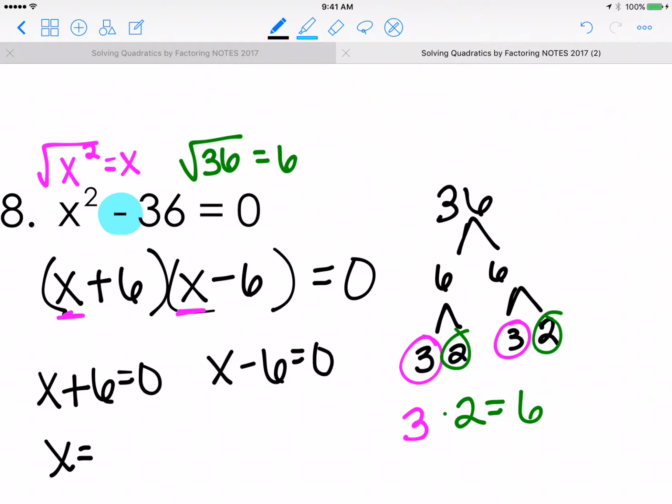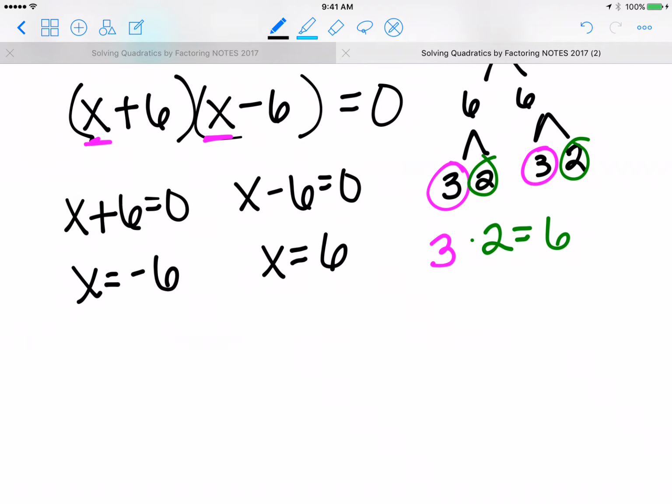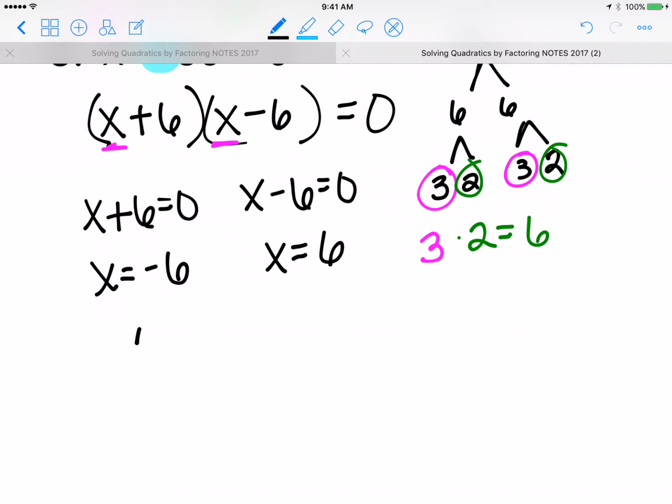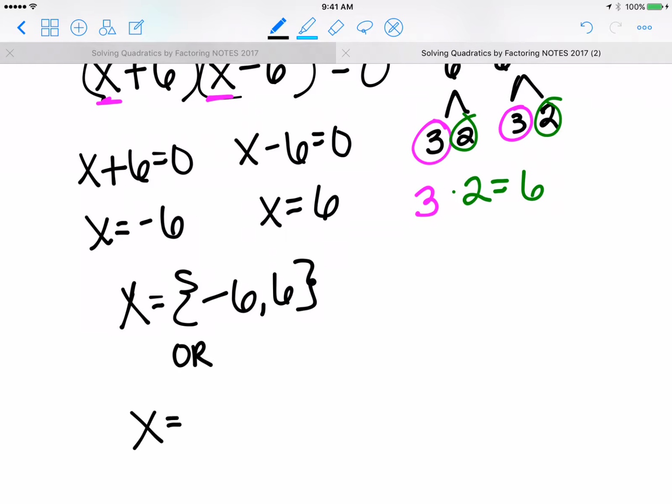So we get x is equal to negative 6 and x is equal to a positive 6. So we can write this one of two ways. You can write this in your brackets and get negative 6 and 6, or you can write this as plus or minus 6. It tells me the exact same thing. So either way, it doesn't matter.